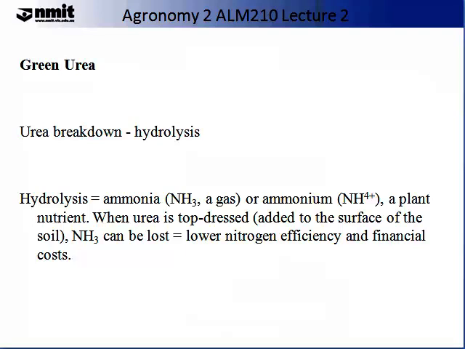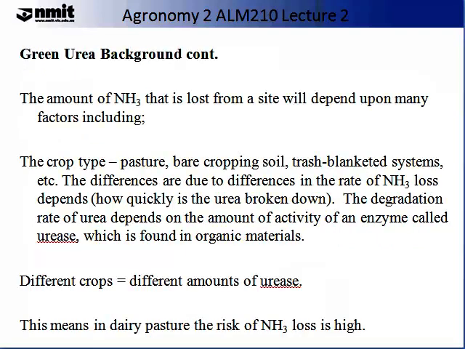When the urea is top dressed, that means when it's added to the surface of the soil, ammonia, NH3, can be lost to the atmosphere. This means the nitrogen does not reach the plant roots and results in both a lower nitrogen efficiency and additional financial costs. The amount of NH3 that is lost from the site will depend upon many factors.